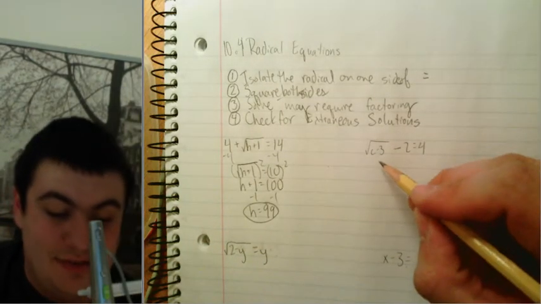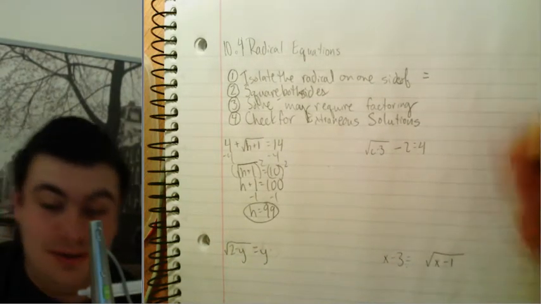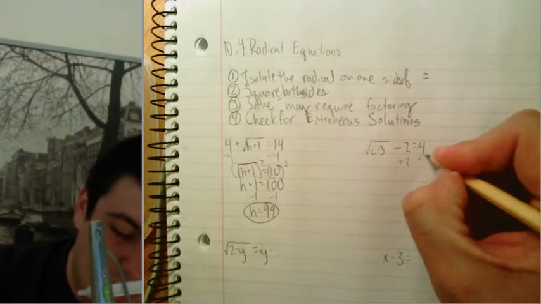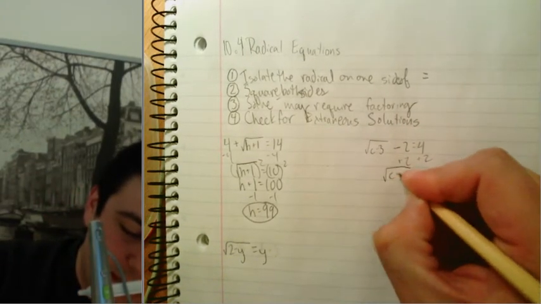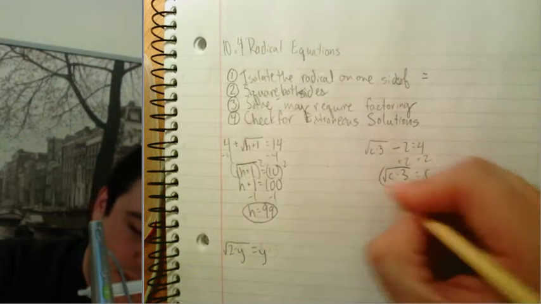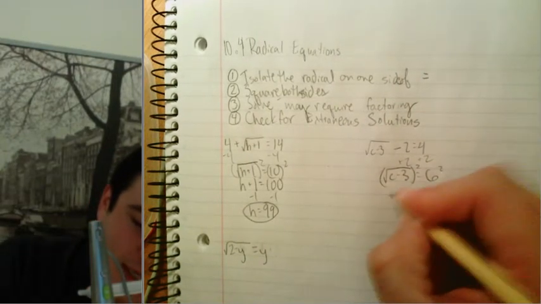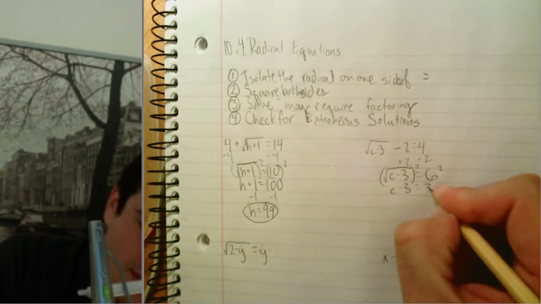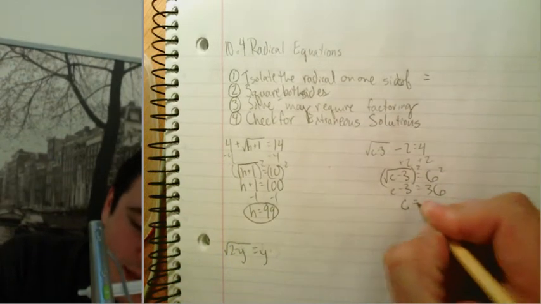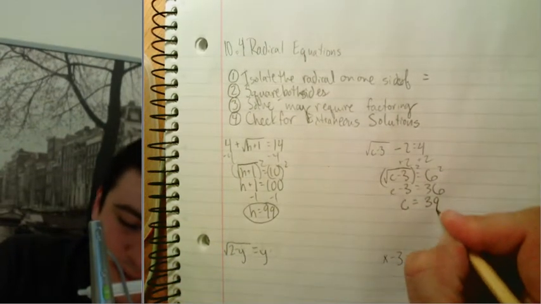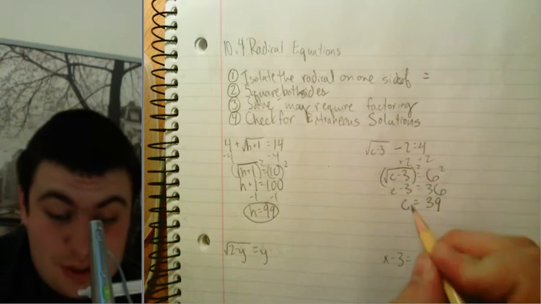Now we have the square root of c minus 3 minus 2 equals 4, so we start by adding 2. We get the square root of c minus 3 equals 6. Square both sides, we get c minus 3 equals 36. So now when we add 3 to both sides, we get c equals 39. Hopefully those have been pretty straightforward.